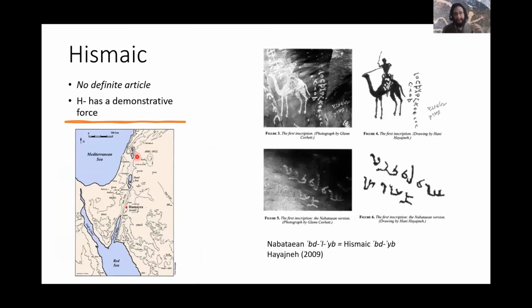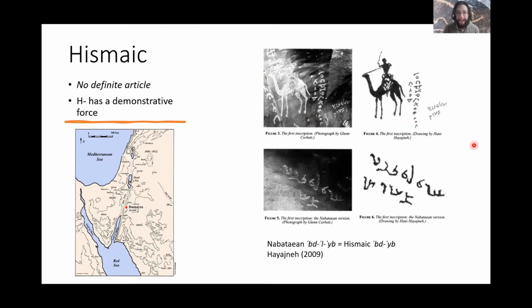Now, when we go to Hismaic, these are inscriptions that are carved in another North Arabian alphabet from northwestern Arabia, stretching as far north as Madaba. The language is very close to Arabic, but with one exception. One exception. There is no definite article. This language or dialect group does not have a definite article. And you can see it. This is one of my favorite examples of it.